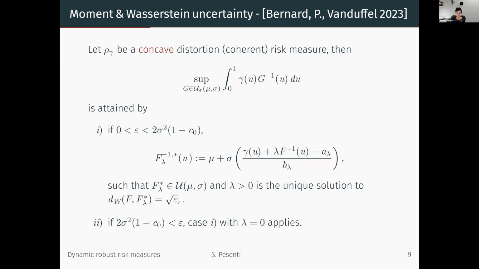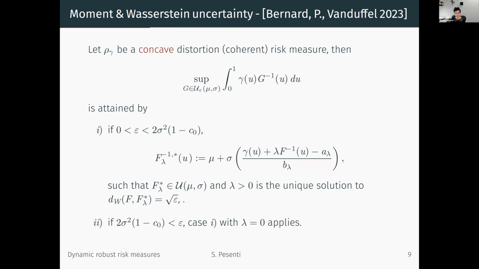And then you can look at the worst case distortion risk measure. What is interesting here is that you get two different cases. You get the case where epsilon is small enough so that the Wasserstein distance actually matters. And then you get the case where epsilon is large enough and the Wasserstein distance is irrelevant, and you end up with an uncertainty set that only cares about the first two moments. Here I denoted that by the two cases. If epsilon is smaller than this constant here, what we get is the following worst case quantile function.